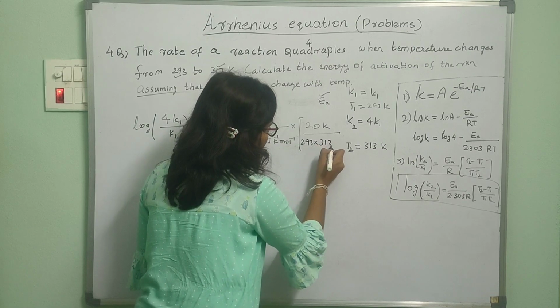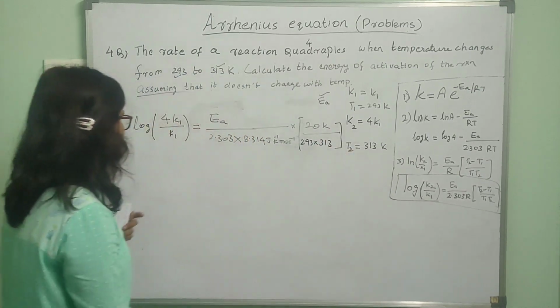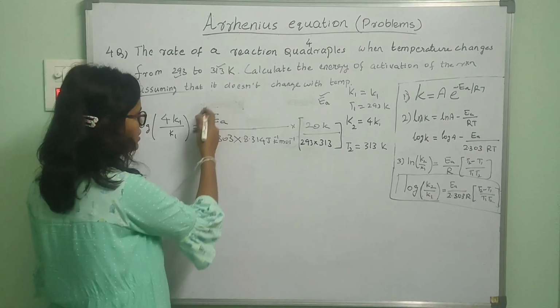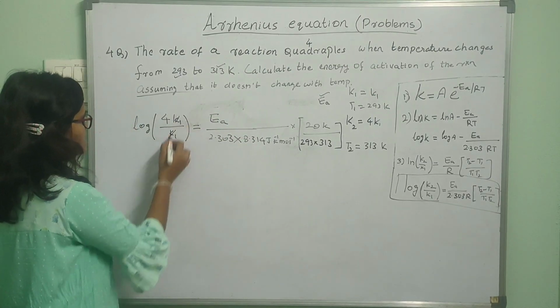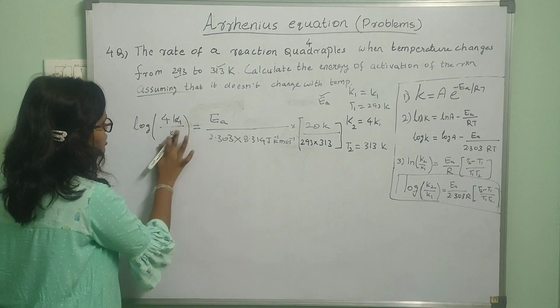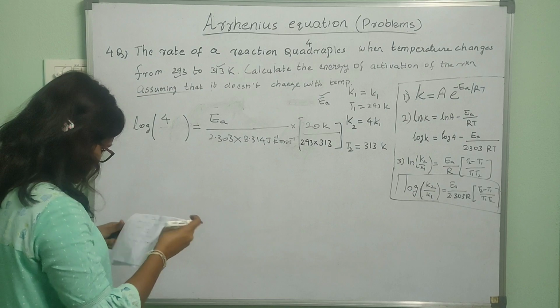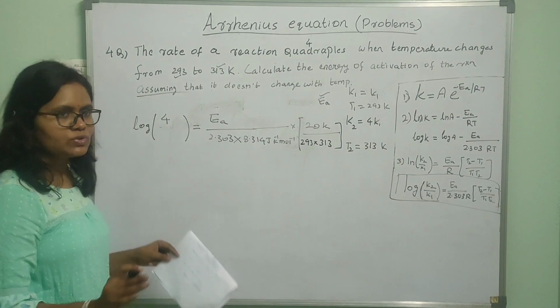Into 313. Simple. Problem is solved, right? So you have everything. You need to find the value of EA. So here I can cancel this K1 and it becomes log 4. And log 4 we know it is 0.6020.